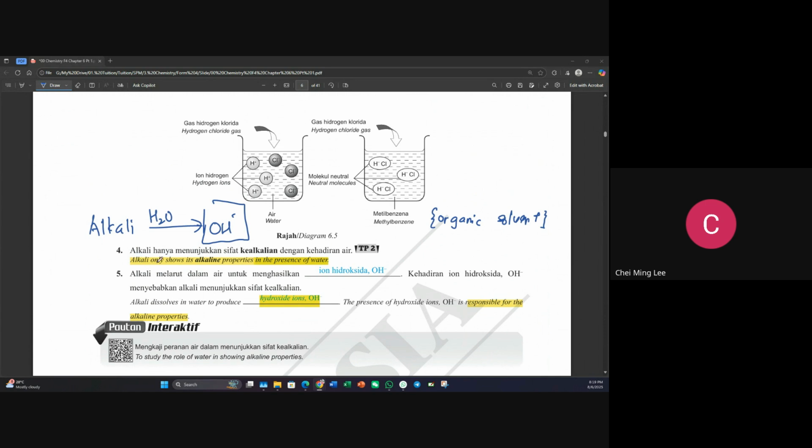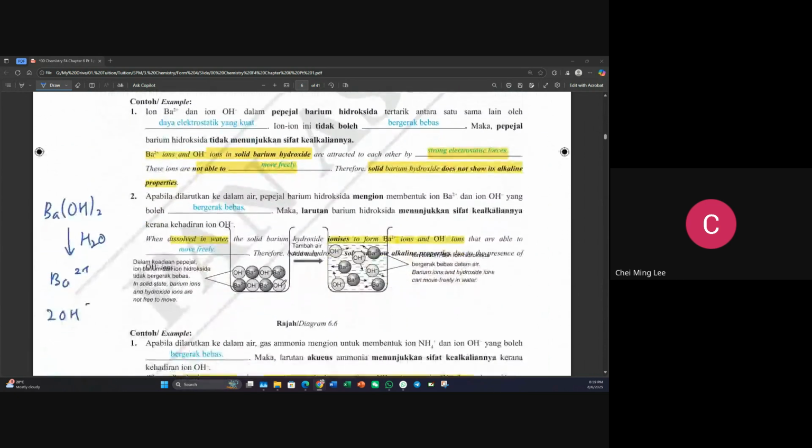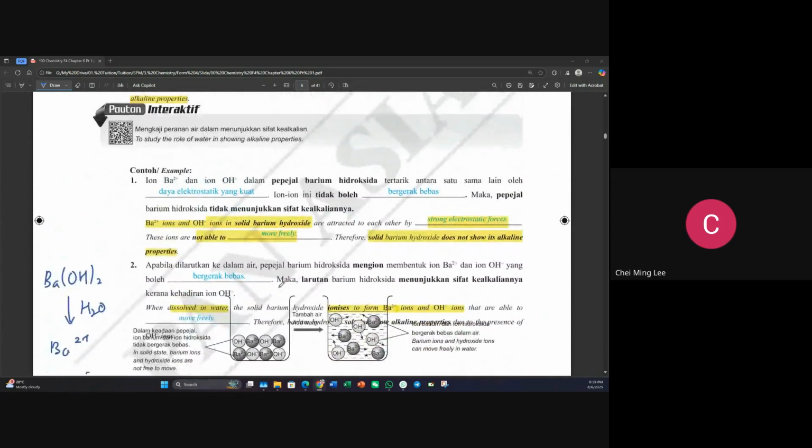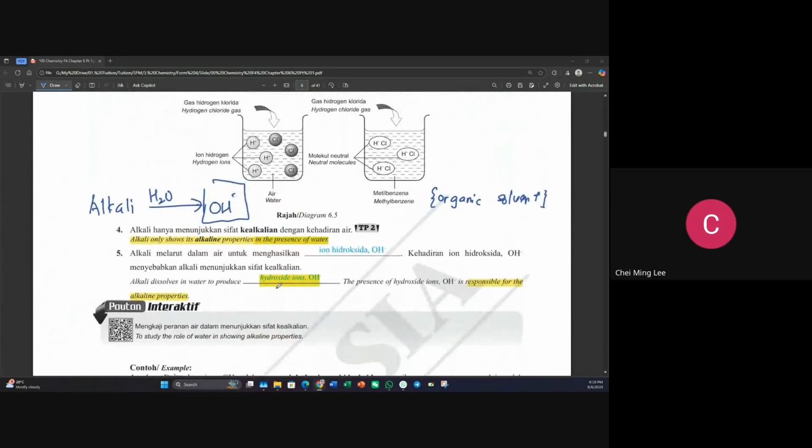Now, the same goes for alkali. Alkali only shows alkaline property in the presence of water. The alkali will dissolve in water to produce hydroxide ions, and the hydroxide ion is responsible for the alkaline properties, like I said, the active group. Okay, so jot this down. I think next we are going to talk about some examples.